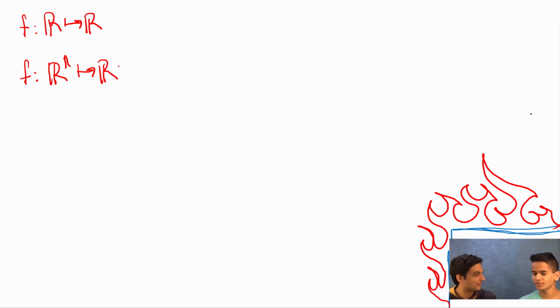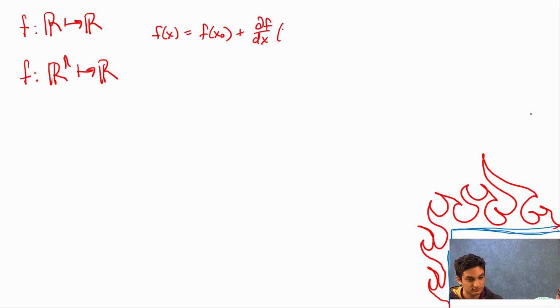Just from what we wrote down before, right? We just had f of x equals f of x naught plus df dx times x minus x naught, right? Cool. So we're going to evaluate it at x0. So don't forget to do that in the exam, by the way, because if you just take the derivative, it might be a function of x, and that will get confusing.